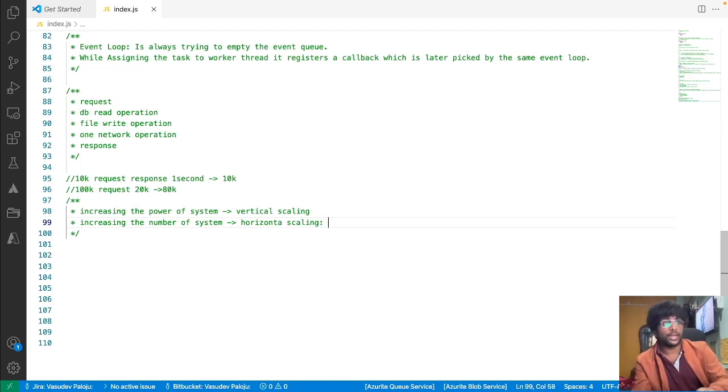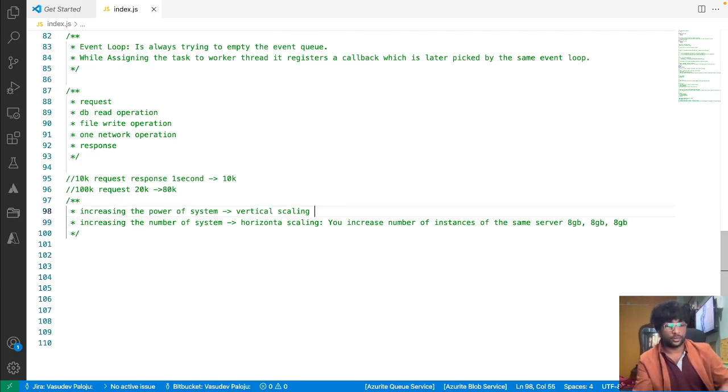Here you increase the number of instances of the same server, that is 8 GB, 8 GB, 8 GB. And vertical scaling, here you increase the power of your existing system, that is 8 to 16, 16 to 32, 32 to 64.